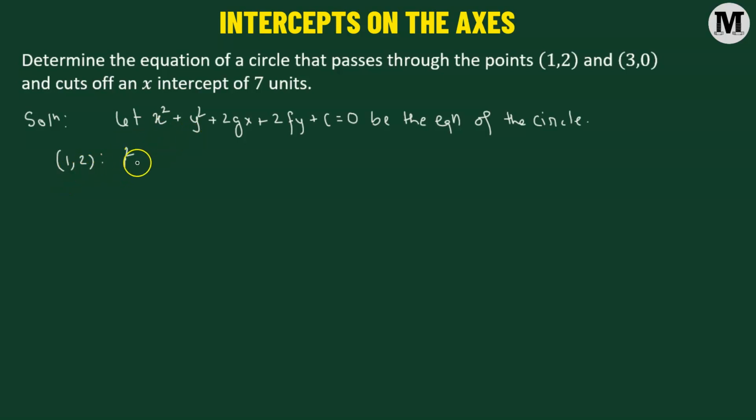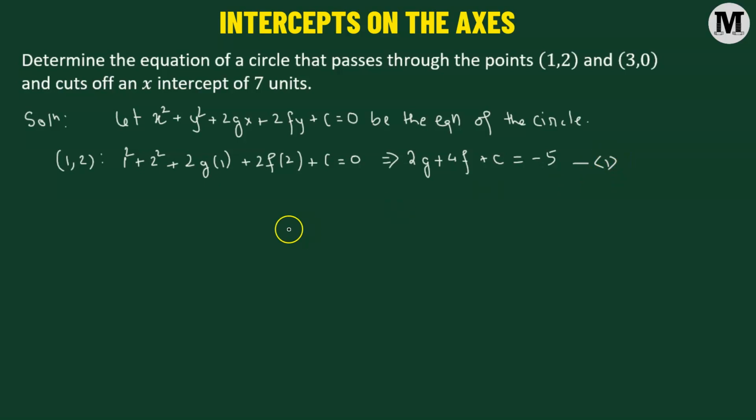So we get 1 squared plus 2 squared plus 2g times 1 plus 2 times f times 2 plus c equals 0. When we rearrange the terms, we get 2g plus 4f plus c equals negative 5. We'll label this as equation number 1. Then our circle also passes through the point (3, 0), so this point lies on the circle and satisfies the equation of the circle.